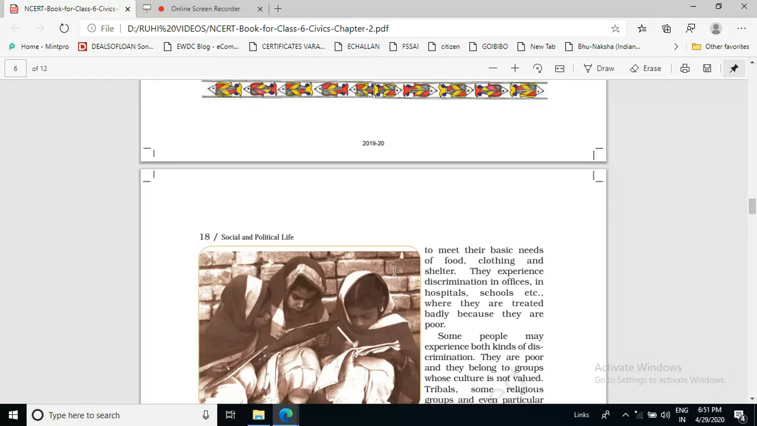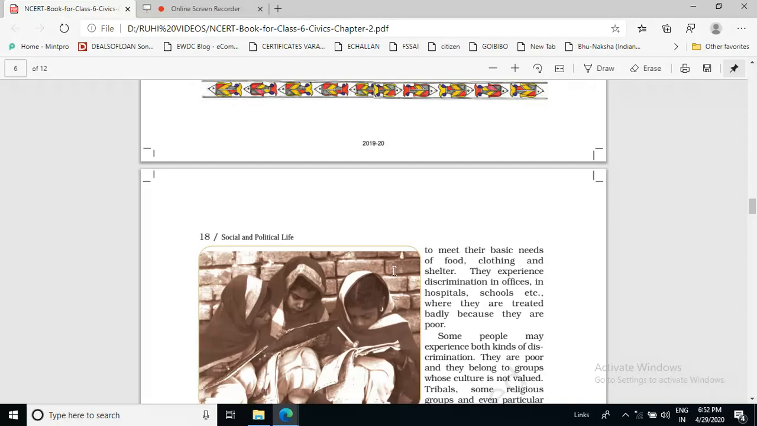So our society runs on some unwritten, untold principles, and one of such untold and unwritten principles is that the person who is rich is treated in a very good manner because he is rich, but the person who is poor is treated badly by the society at public places. What we find is that those persons who don't have money are treated badly. So this also becomes one of the reasons for discrimination.